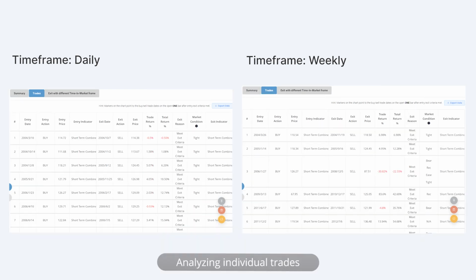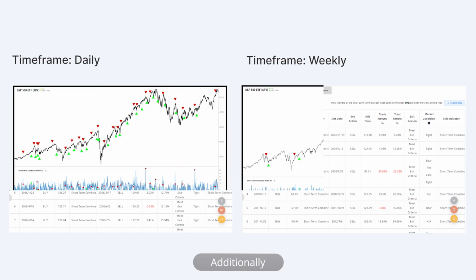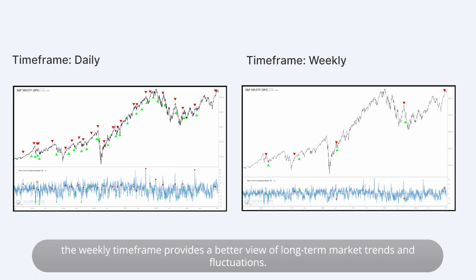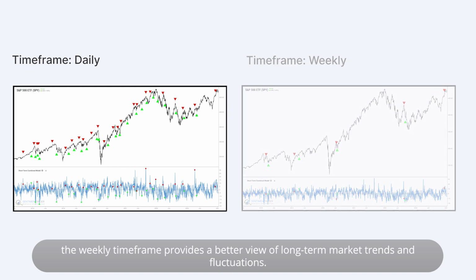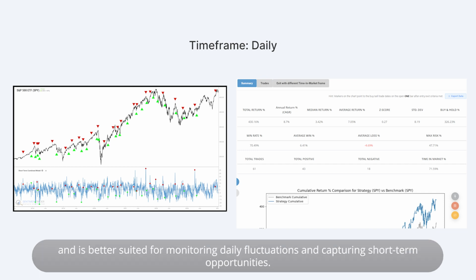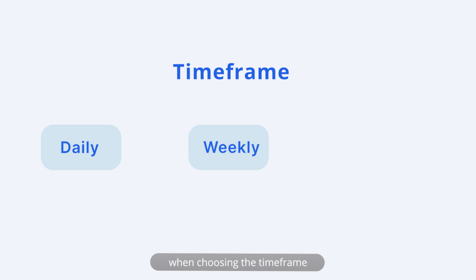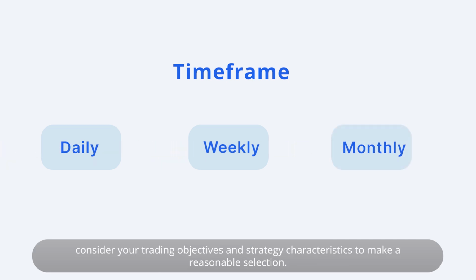Analyzing individual trades, using a weekly time frame for backtesting can result in a longer holding period and actual trade execution. Additionally, when looking at the charts, the weekly time frame provides a better view of long-term market trends and fluctuations. In contrast, the backtest with a daily time frame produces more frequent trading signals and is better suited for monitoring daily fluctuations and capturing short-term opportunities. Therefore, when choosing the time frame, consider your trading objectives and strategy characteristics to make a reasonable selection.